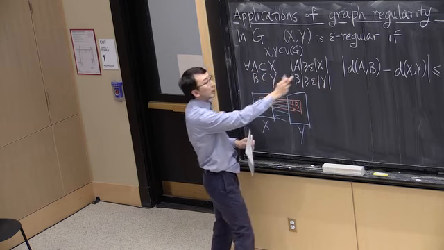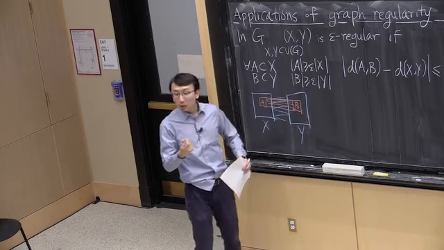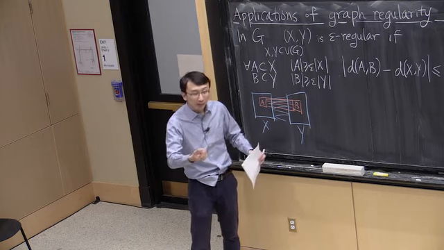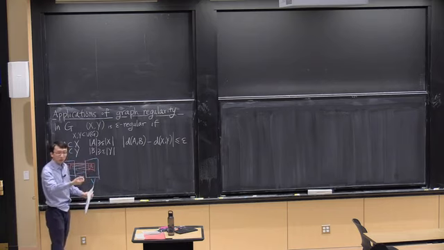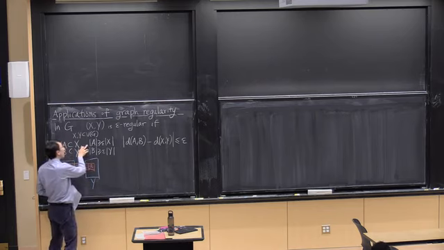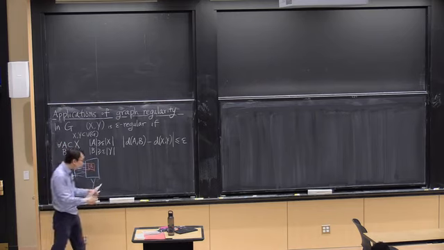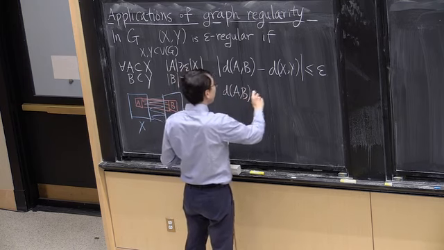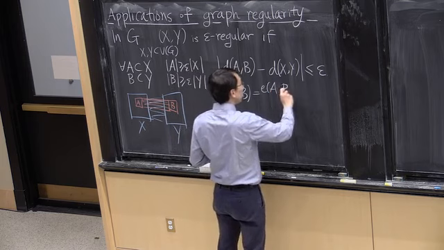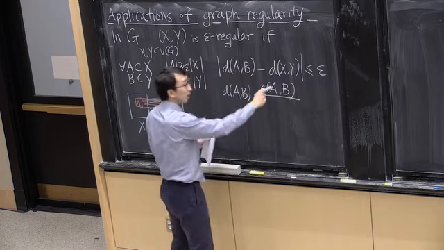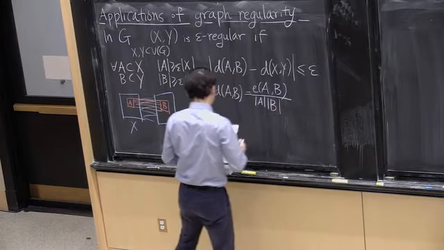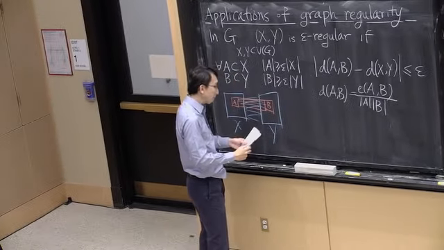Now, I need that A and B are not too small because if you're allowed to take, for example, single vertices, you can easily get densities that are either 0 or 1. So then it's very hard to make any useful statement. So that's why these two conditions are needed. And here the edge density is defined to be the number of edges with one endpoint in A, one endpoint in B, divided by the product of the sizes of A and B.